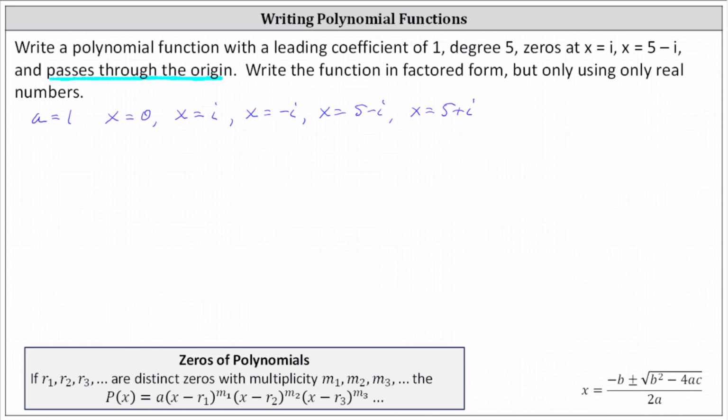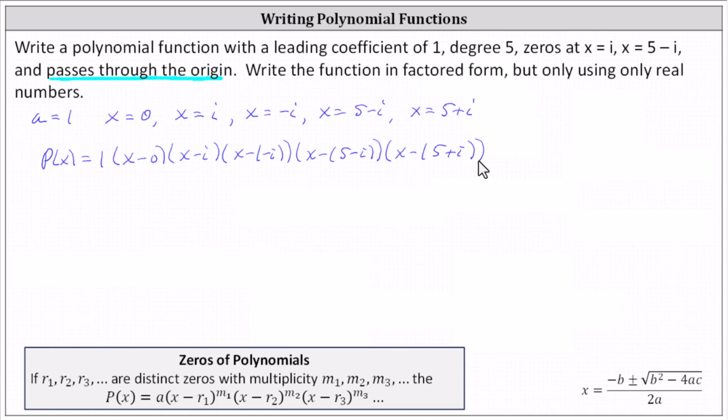Following the form for a polynomial below, we have p of x equals a, which is 1, and then we have binomial factors in the form of x minus the zero. We have a factor of x minus 0 because of the zero x equals 0. We have a factor of x minus i because of the zero of i. We also have a factor of x minus negative i because of the zero of negative i. We have a factor of x minus the complex number 5 minus i, and a factor of x minus the complex number 5 plus i.